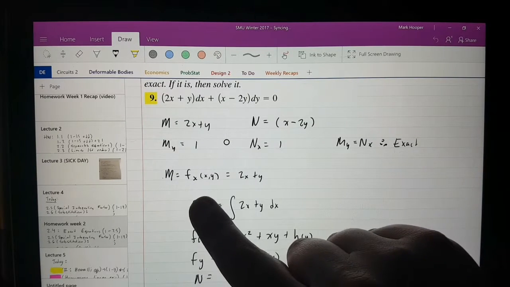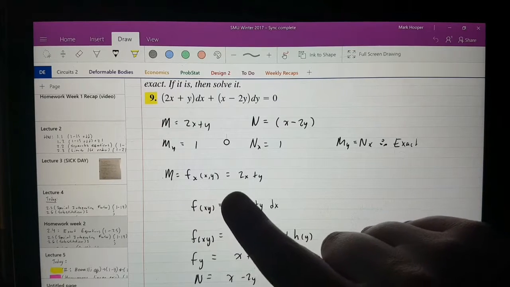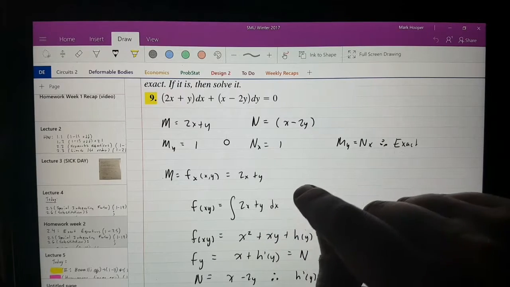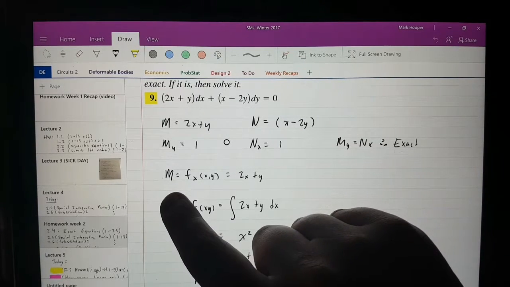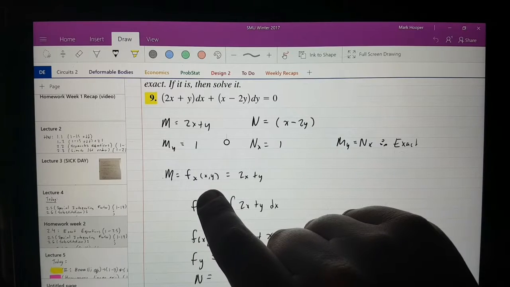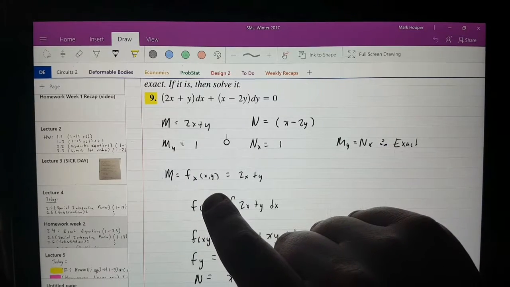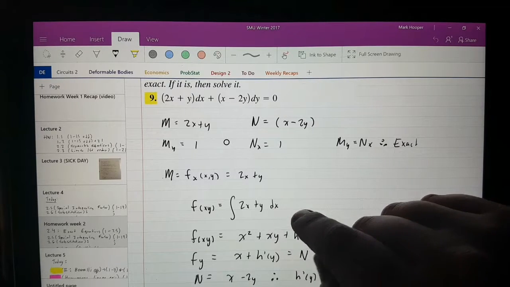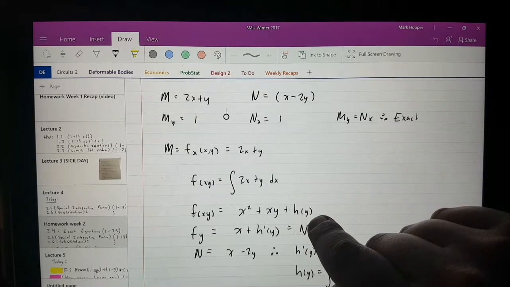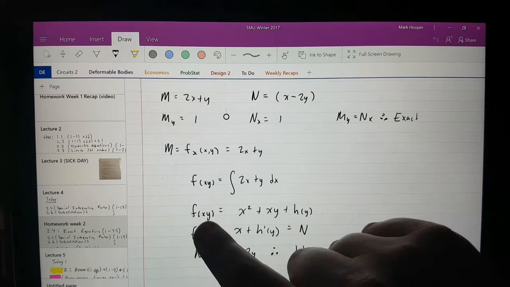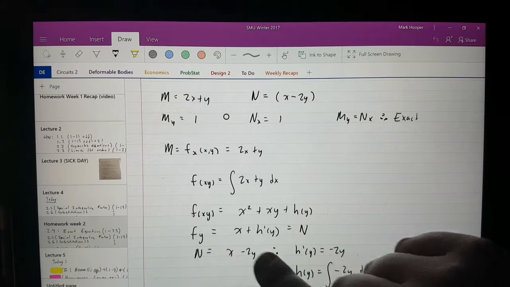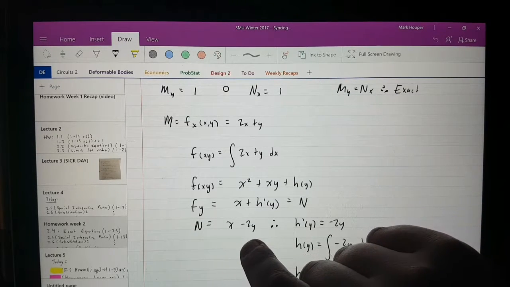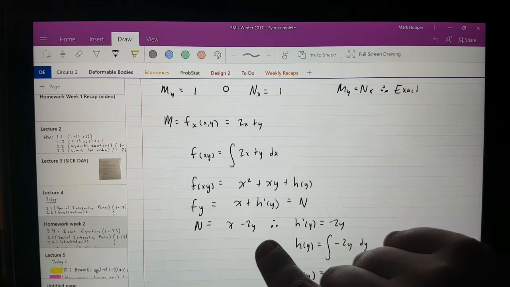And then, so I changed how I write this because this is when I first started doing it. So m equals that function when you take the derivative with respect to x, the big function that we're looking for. So if you integrate this with respect to x, you're going to get this, plus a function in y. And then what you can do is take the derivative of this equation with respect to y, and then compare it to n. So n is x minus 2y, so that means h prime of y is minus 2y.